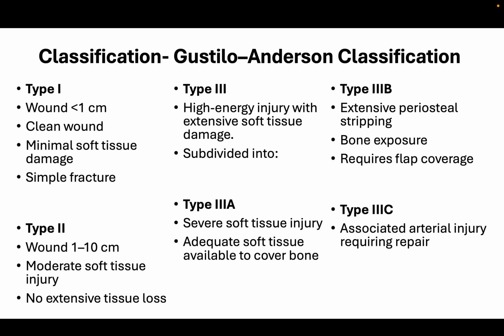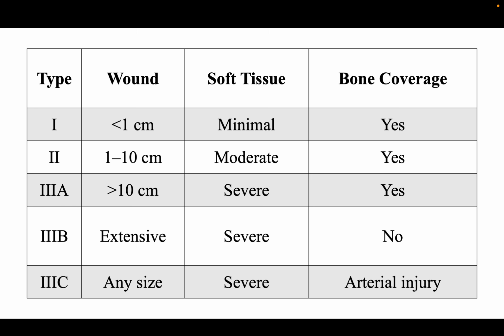Type 3A, there is a severe soft tissue injury, but adequate soft tissue available to cover the bone. Type 3B, there is extensive periosteal stripping, bone exposure, requiring flap coverage. Type 3C, associated with arterial injury which requires repair.